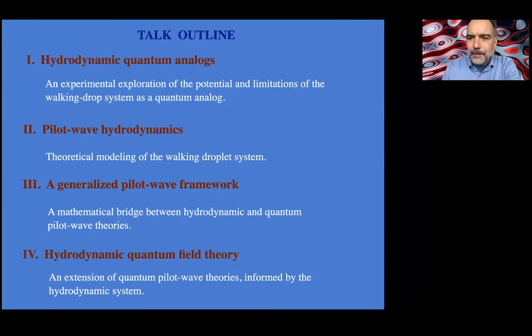Okay, so the outline, I apologize for the long title. You can see I truncated it in my own slide, but there's basically four parts. We start off with the hydrodynamic quantum analogs, which is looking in the lab to see what this system can and can't do in terms of capturing quantum-like features. Then we have pilot wave hydrodynamics, which involves a theoretical modeling of the walking droplet system. But then we relax the constraints imposed on this pilot wave theory by the laboratory, by the hydrodynamic system, and start exploring a more general pilot wave theory with which we can hope to connect to existing quantum pilot wave theories. And this indeed leads us to the final chapter of the story, which is the hydrodynamic quantum field theory, which is really an extension of de Broglie's mechanics informed by the hydrodynamic system.